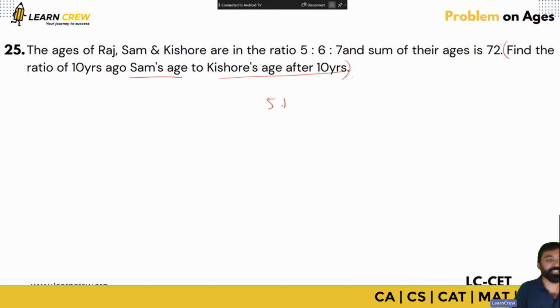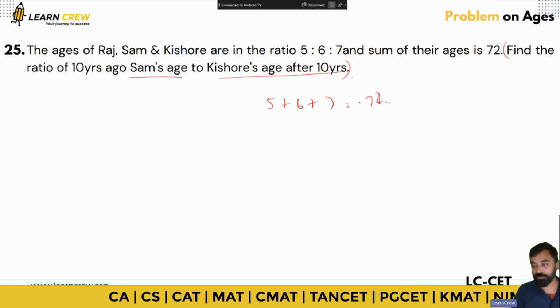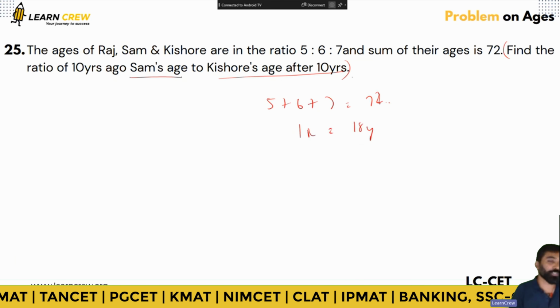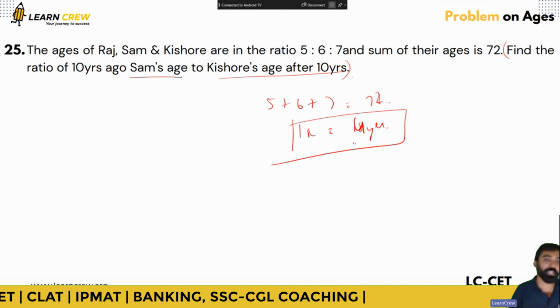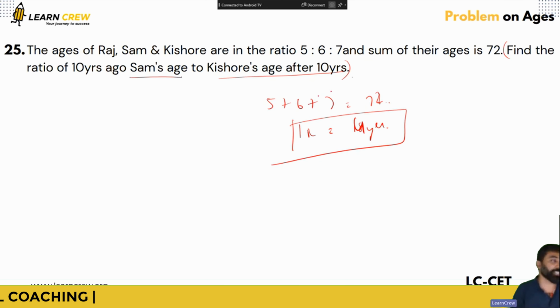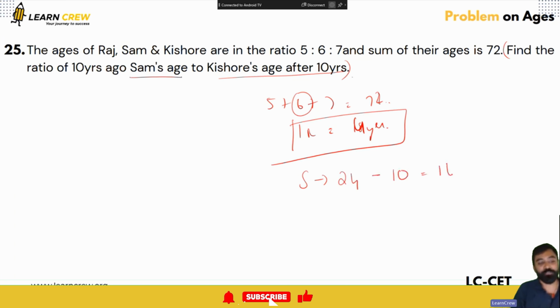5 plus 6 plus 7 is going to be 72, right? So what single ratio? Sorry, 4 years. If single ratio is 4 years, they're asking Sam's age 10 years ago. What is Sam's present age? Sam's present age is 4 into 6, that is 24. Before 10 years means minus 10, that is 14.